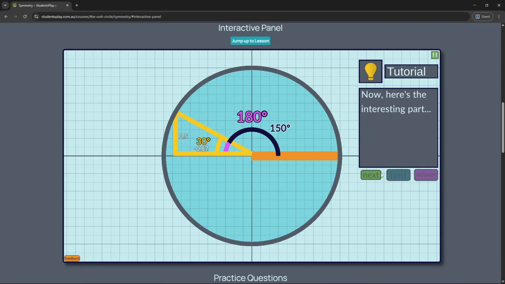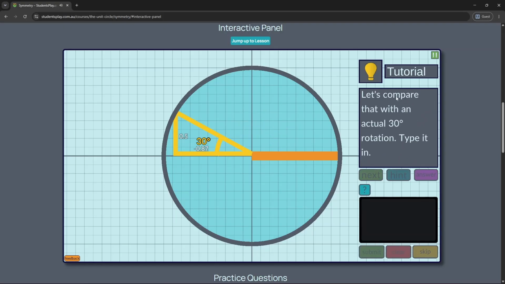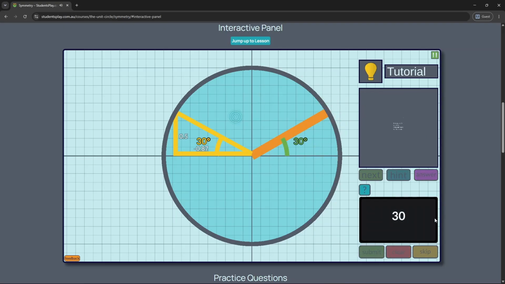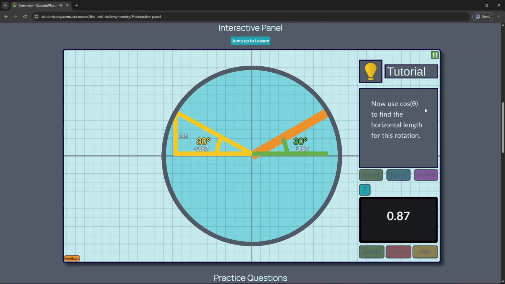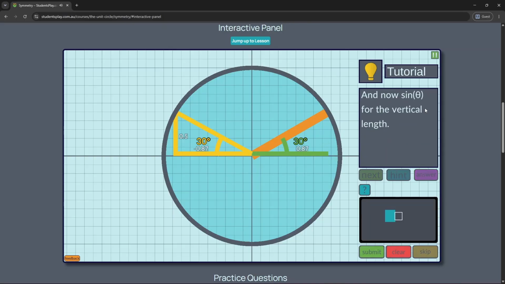Now here's the interesting part. Let's compare that with an actual 30-degree rotation. Type it in, okay, 30 there. Now use cos theta to find the horizontal length for this rotation. Cos 30 is 0.87. And now sine theta, so sine of 30 is 0.5, kind of the same.